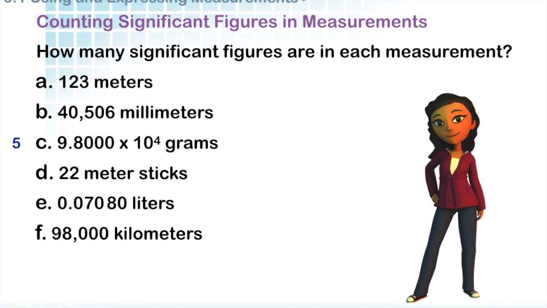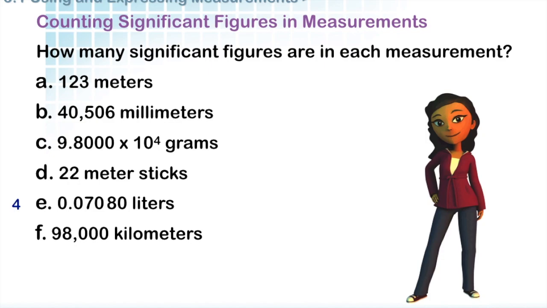22 meter sticks, that's a tricky one because you're counting them. It's not two significant figures, it's an infinite amount because remember, counted values are exact. You can't have 22.3 meter sticks unless you break one. Okay. Letter E, I have a decimal, so I'm going to start at the 7. I'm going to skip the zeros. I'm going to start at the 7, go to the right. That's four digits. 7080, that's four significant figures.